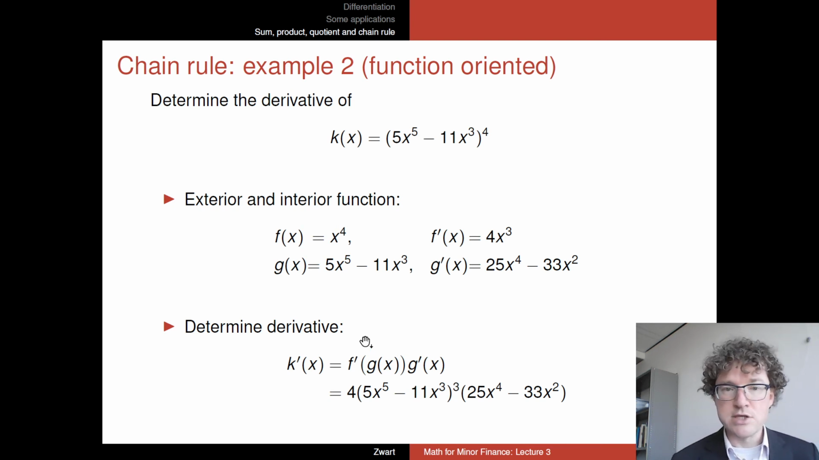K prime is going to be the derivative of f, 4 times x cubed, and now not evaluated at x, but every position we see the x, we just put in the g of x. So it's 4 times g of x, this object here in brackets, to the power 3. That's f prime of g of x. And we multiply this by g prime of x, which is 25 x to the 4th minus 33 x squared. So let's do that on paper just to see that once again.